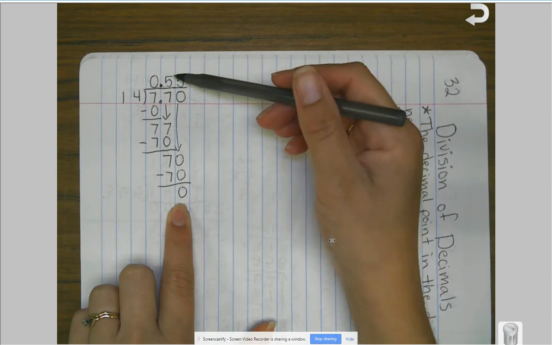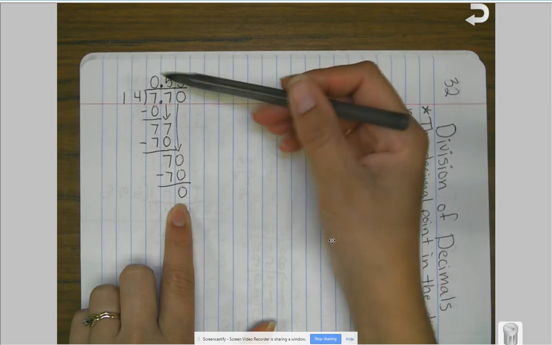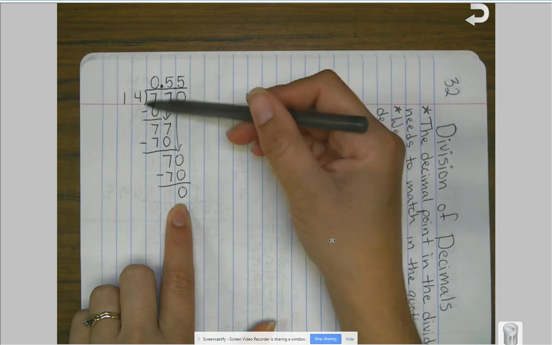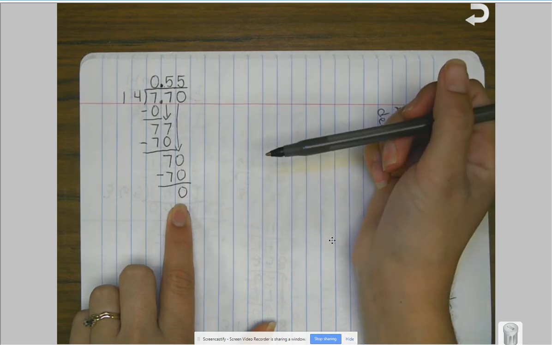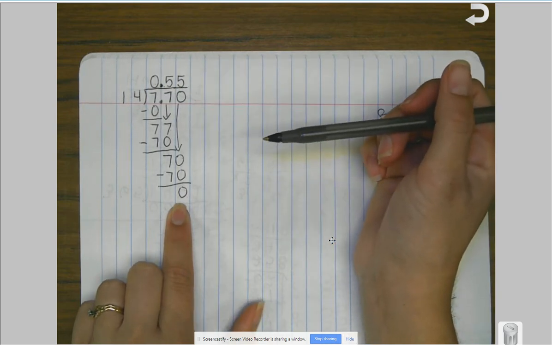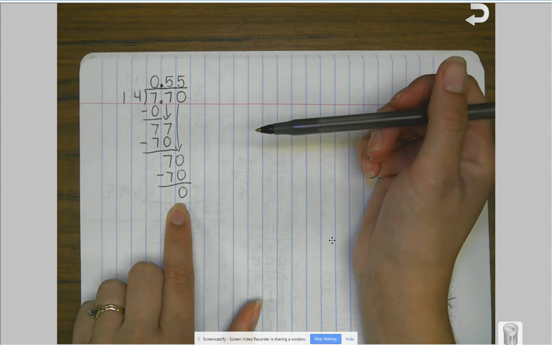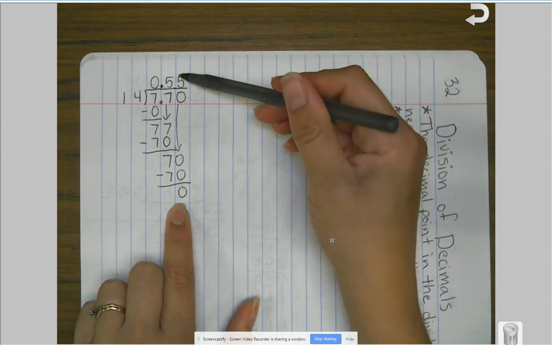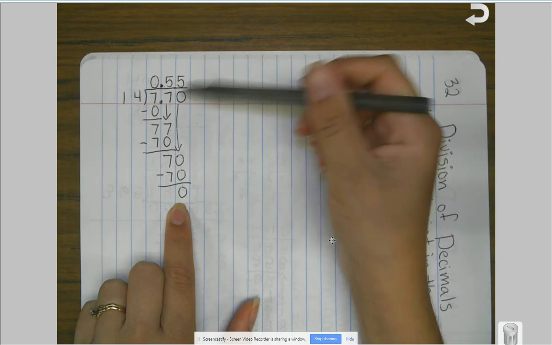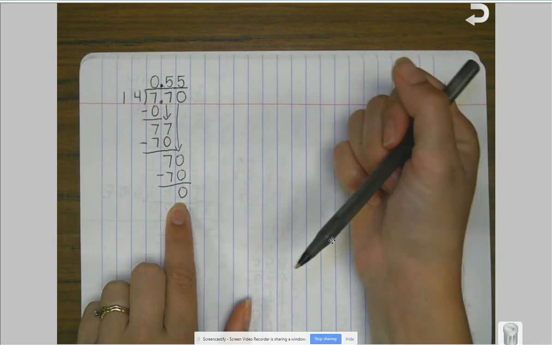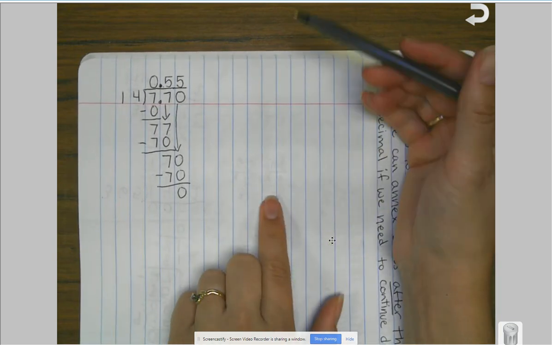Okay, we talked about checking our answers. We just multiply these together and see if we get this number. And you guys know how to do that. I'm not going to do that in your math journal, but make sure to know that if you want to check your answers, you just multiply your quotient and your divisor to see if you can get your dividend. Okay, let's move over. Let's try another example.